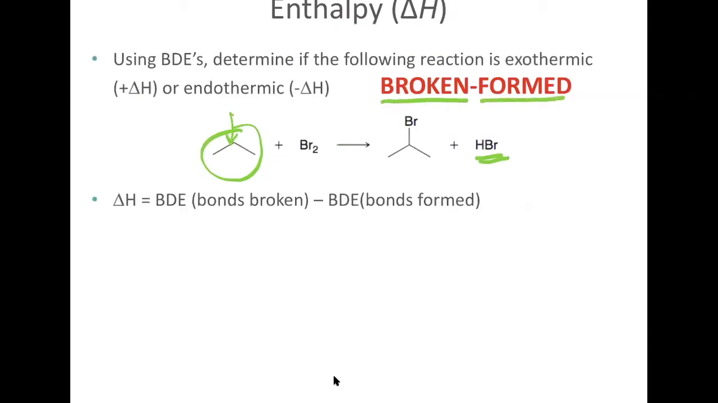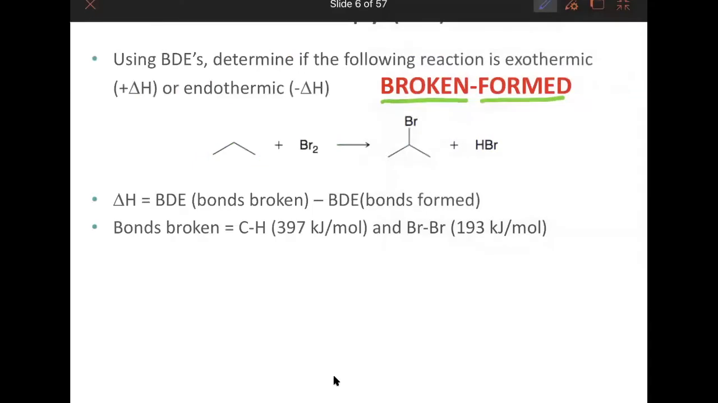Broken minus formed. So if I look up at my reaction and see what bonds are broken, we do have a C-H bond, right? So this did have an H on it, and that bond is going to be broken. And we also have a Br-Br bond. So the Br here, that bond is broken. And so we have a C-H bond being broken and a Br-Br bond being broken. And so then we're going to go ahead and use the table to look these values up.